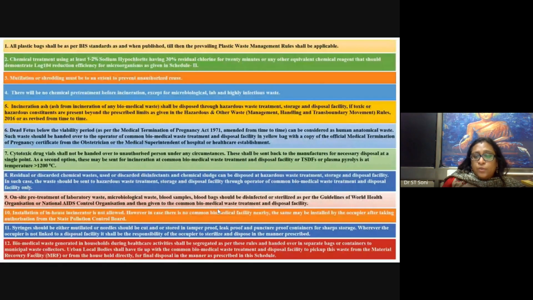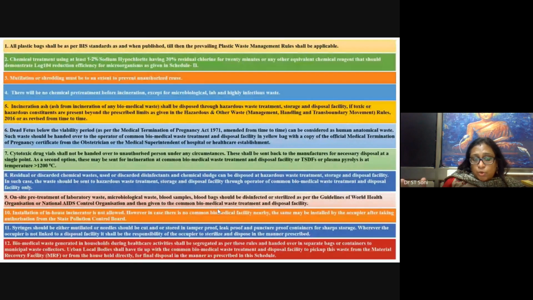Disinfectants and any of the liquid waste has to be, as per the Schedule 3 norms, discarded and disposed of with the effluent treatment plant. And installation of the in-house incinerator is not allowed. So don't ask whether we had an incinerator and can we run it. It's a very dangerous thing. It's environmentally unsafe. You are inviting air pollution, which will be increasing the air pollution.